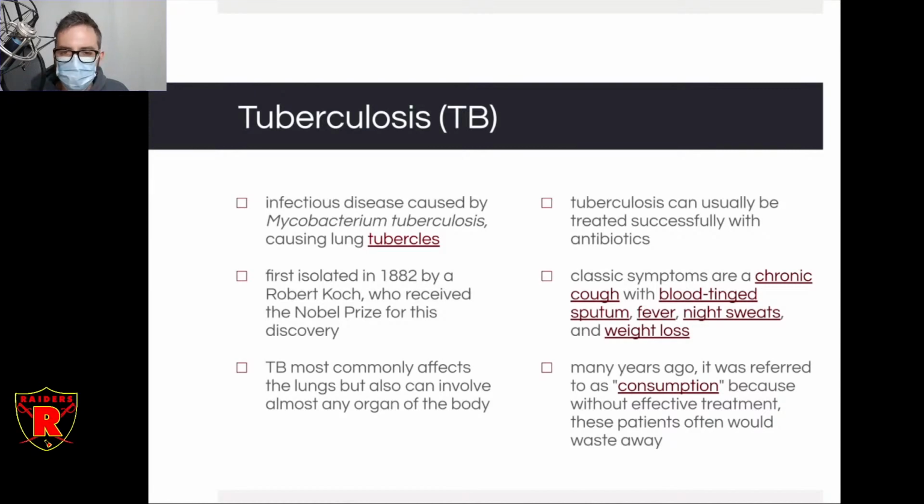As I mentioned, you can get TB anywhere, but the lungs is the most common. And what does it look like? Cough. The cough in this particular case often is tinged with blood. So the inflammation that's caused by the tubercles can cause bleeding in the lungs, and so there's blood in the sputum. Fever is associated. It's a bacterial infection, so you often get a fever. Night sweats are common, and weight loss, especially if you have TB in the long term, is also very common.